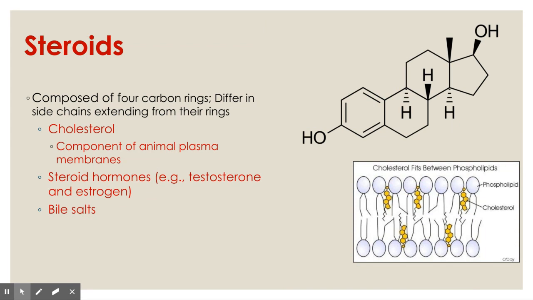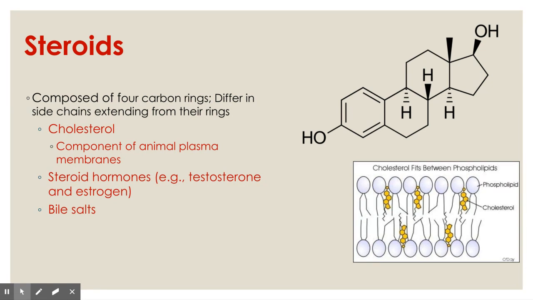Steroids are going to be composed of carbon rings. It's a series of 4 of them fused together. But these side chains are what extend off of it and make it different from other 4-ringed structures. The major player that we're going to talk about is cholesterol. That is going to be in the animal plasma membrane, so in the cell membranes, and it helps keep that lipid bilayer kind of flexible and movable, but still strong and together, especially under temperature changes. So it's very important in the membrane.